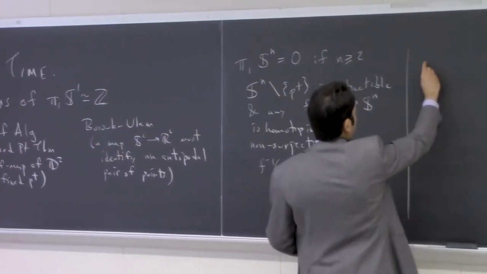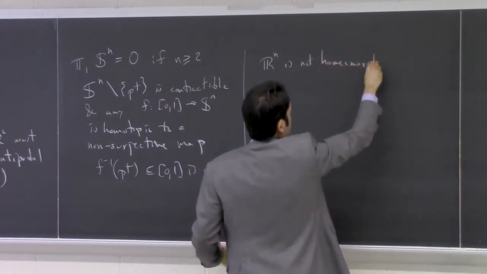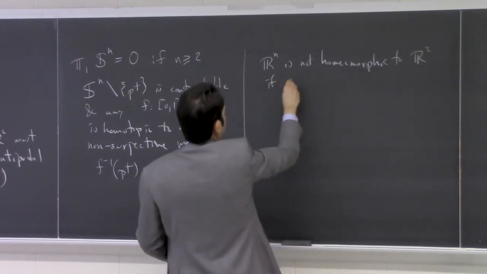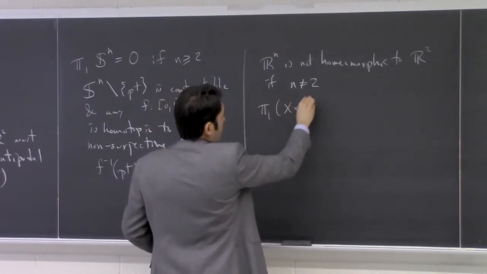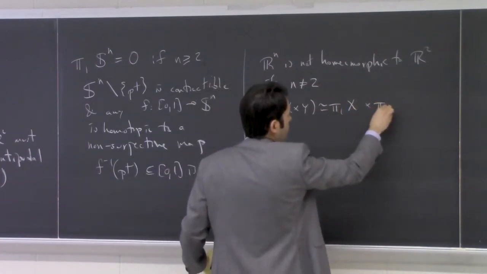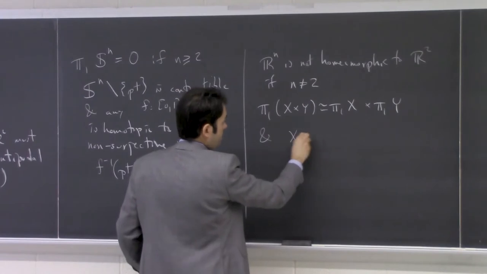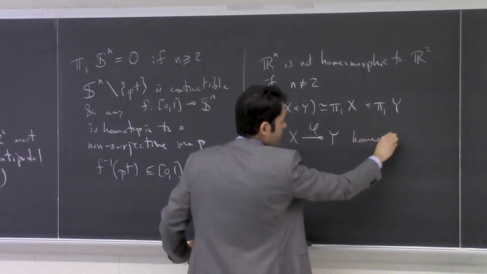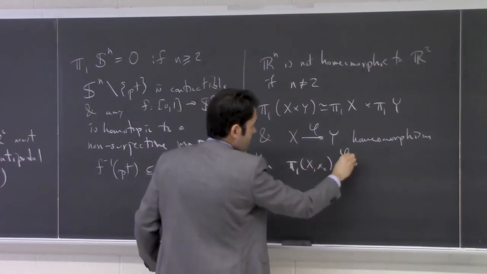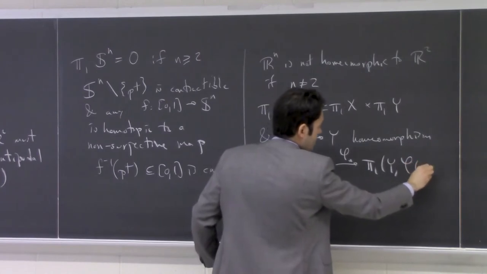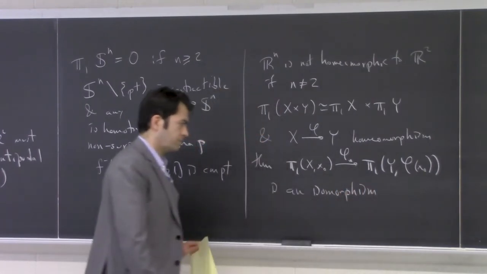OK, and then we proved also that Rn is not homeomorphic to R2 if n is different from 2. That the fundamental group of a product is the product of the fundamental groups. And incidentally, that if you have a homeomorphism, then the induced map is an isomorphism. Okay, so that's what we did last time.